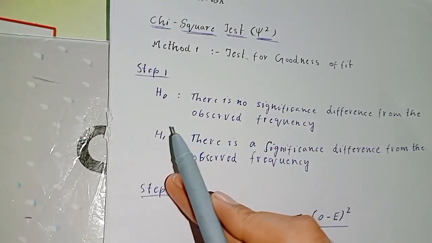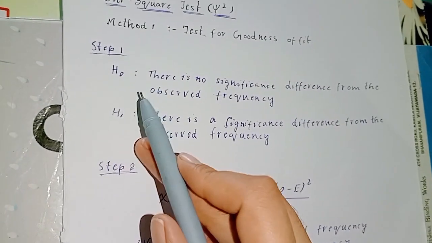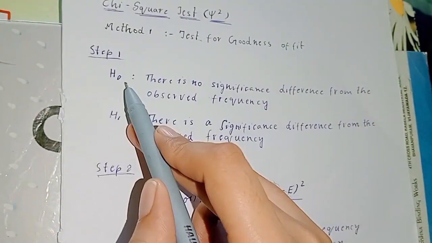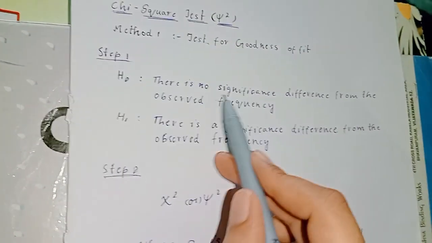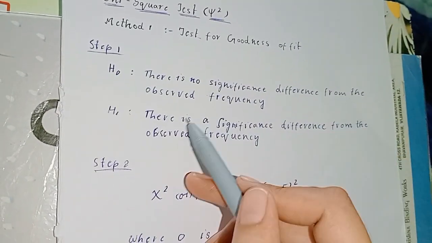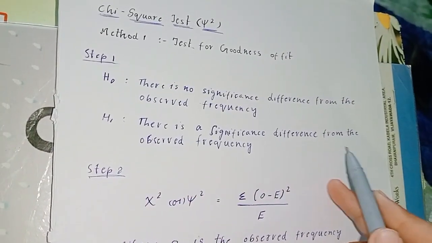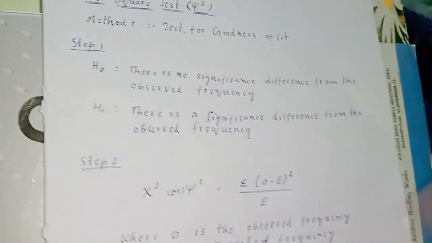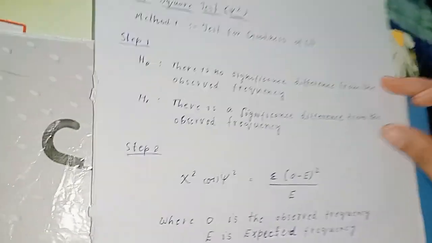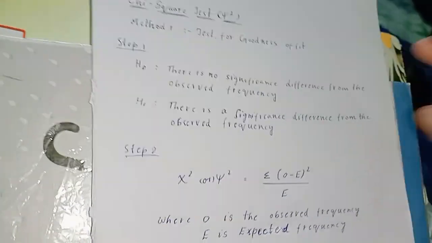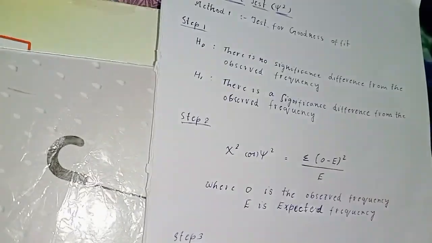Step number 1, H naught. There are two conditions, H naught and H1. H naught: there is no significant difference from the observed frequency. H1 means there is a significant difference from the observed frequency. These are two conditions. This will be applied at the last, in the conclusion.